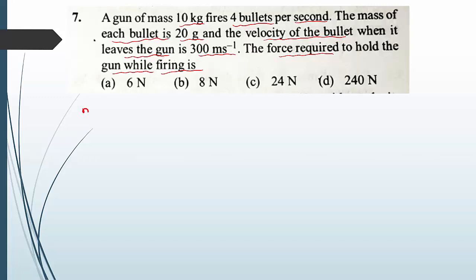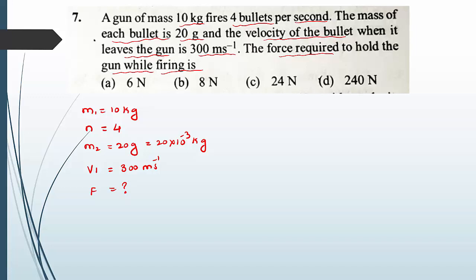So we can consider law of conservation of linear momentum. So you can take mass of the gun is given 10 kg. Number of bullets, let us take it as n equal to 4. Let us take m1 is mass of gun, m2 is mass of bullet, that is 20 grams, which is equal to 20 into 10 raised to minus 3 kg. This is mass of each bullet, and velocity of the bullet is given. Let us take it as v1 is equal to 300 meter per second. The force required to hold the gun while firing, F question mark.